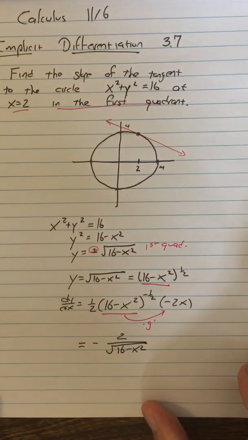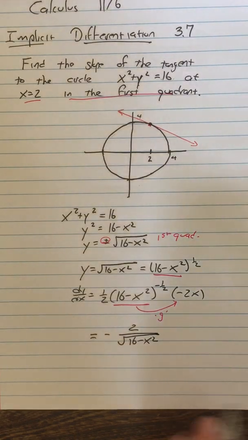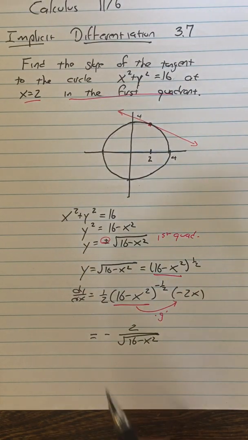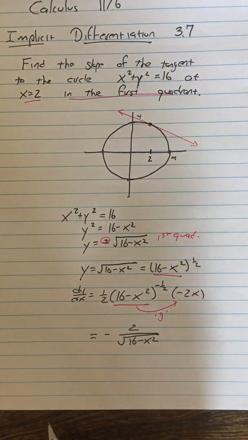All right, and that's dy/dx for this circle, for the top half of the circle. This is the bottom half of the circle, which is just going to have positive there. Does that look right? Yeah, it looks right to me.